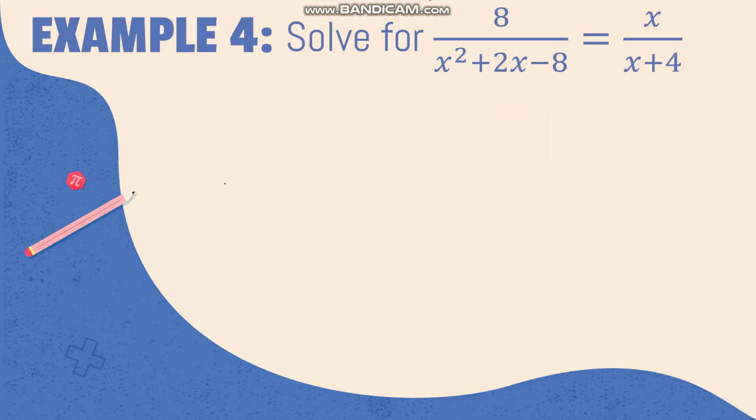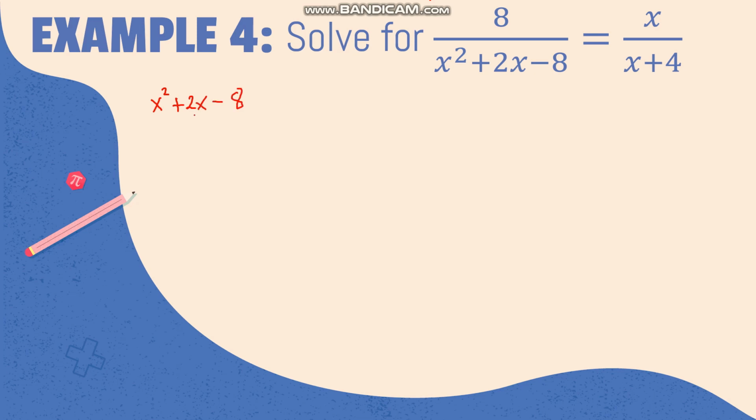And for our last example, let's try 8 over x squared plus 2x minus 8 equals x over x plus 4. You can still use the cross multiplication here, or you can use the LCD. So let's try to use the LCD here. In getting the LCD, of course, you have to consider the denominator of each rational expression.